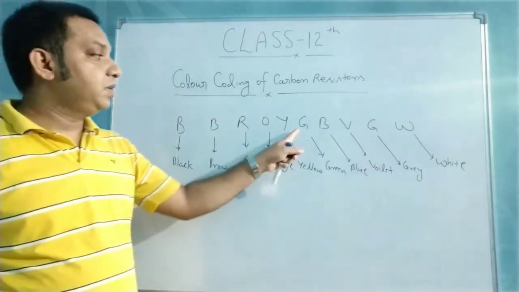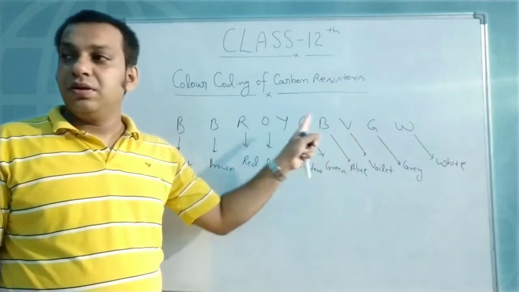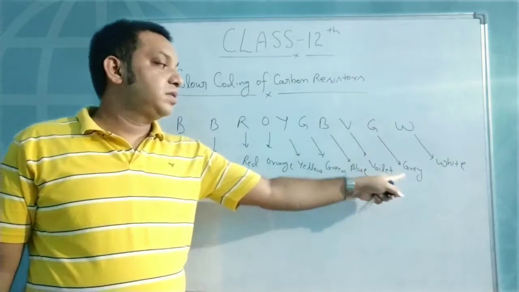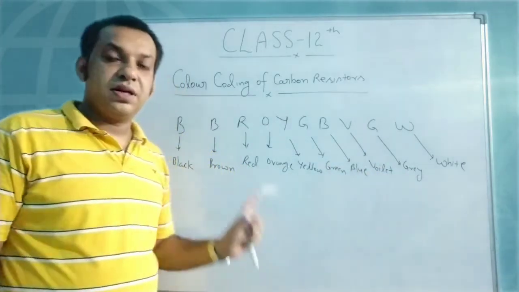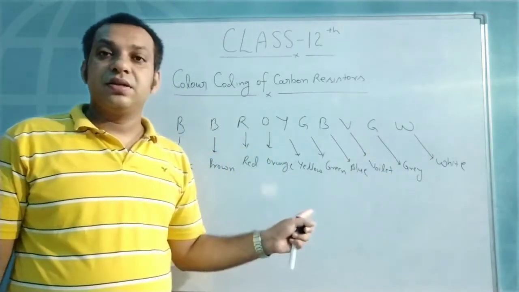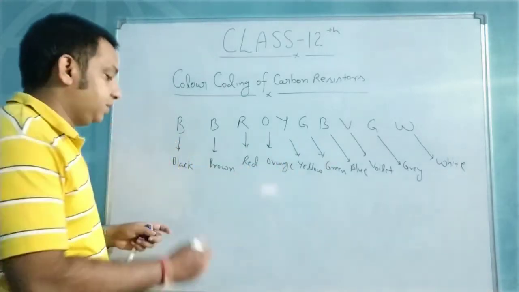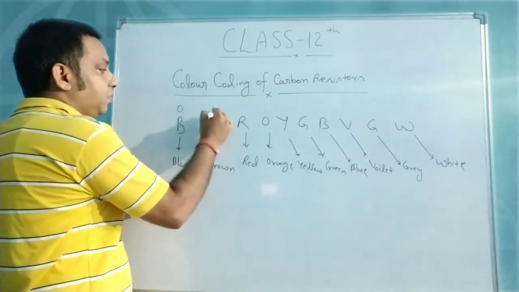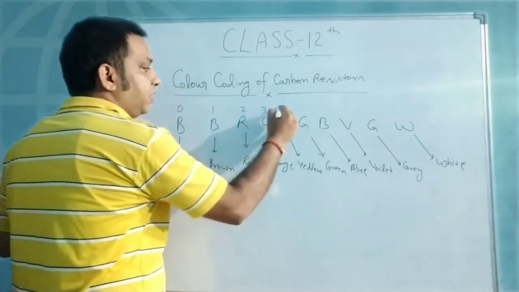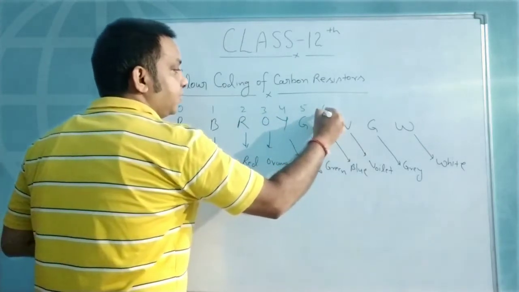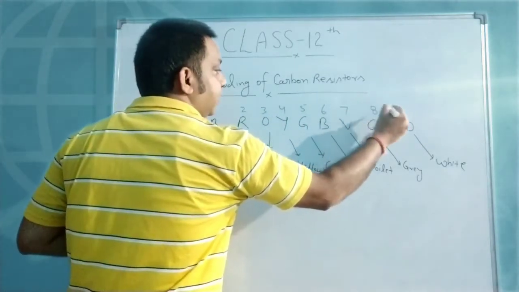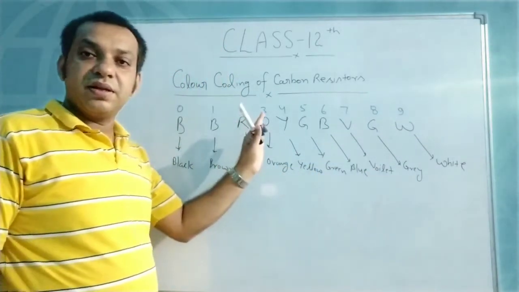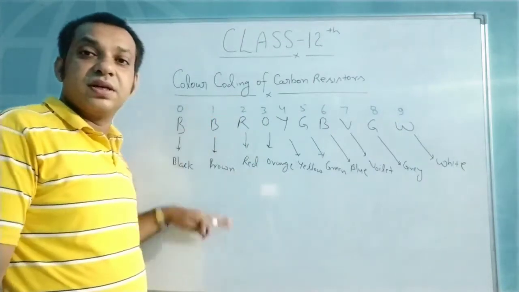Also you have seen there are 2 G's. The first G stands for the green color, and the second G stands for the grey color. So these are the 10 colors, and these 10 colors correspond to certain numbers. The numbers are 0, 1, 2, 3, 4, 5, 6, 7, 8 and 9. So there are 10 numbers from 0 to 9, and for those 10 numbers there are 10 colors.